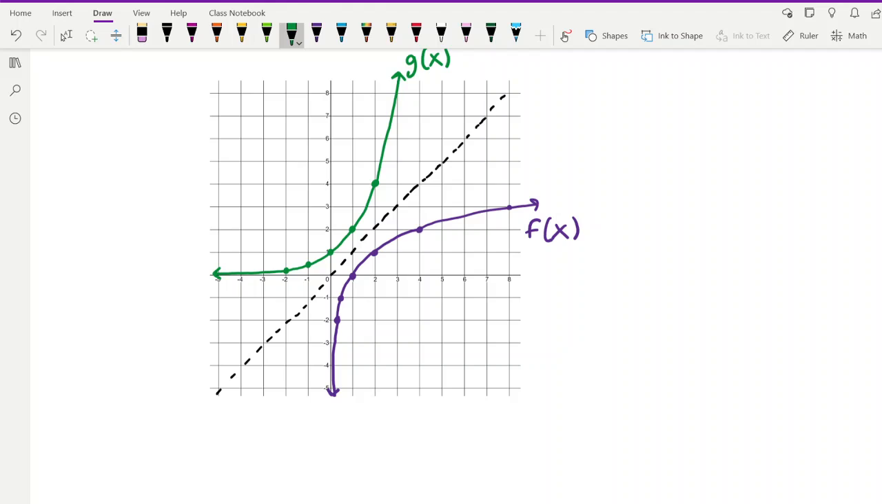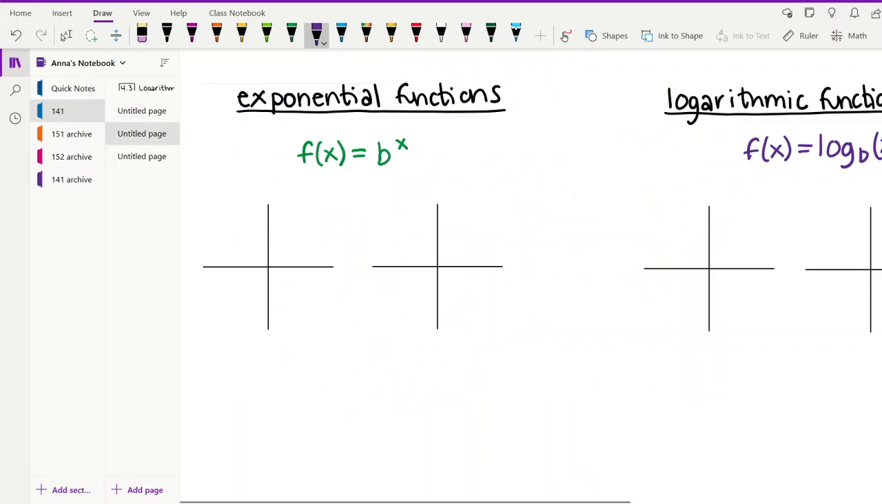Another thing that you might notice is that the exponential function has a y-intercept of (0, 1), and it has no x-intercept. On the other hand, this purple graph has an x-intercept of (1, 0), right? That's kind of the symmetric point to (0, 1). And then it has no y-intercept because it has that vertical asymptote. And then we'll also write down some things about domain and range when we get to this next page.